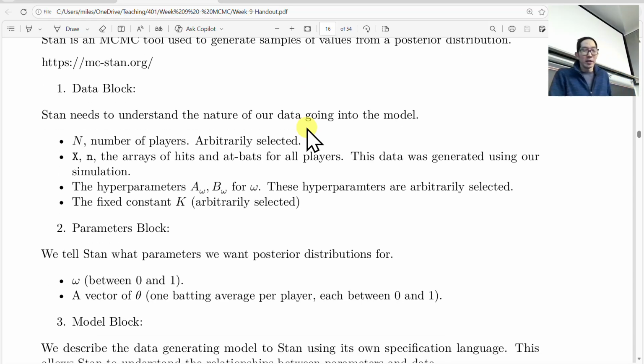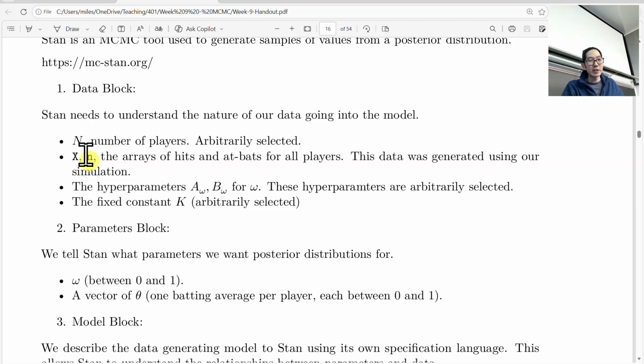Okay. So there are 3 things you need to specify when you run things in Stan. You need to tell it about the data that's coming in. You need to tell it about the parameters that you want to get posterior distributions for. And then you need to tell it the model, which relates how the parameters lead to the data. As far as the data going into our model, we're going to tell it the number of players. We're going to say there were 8 players.